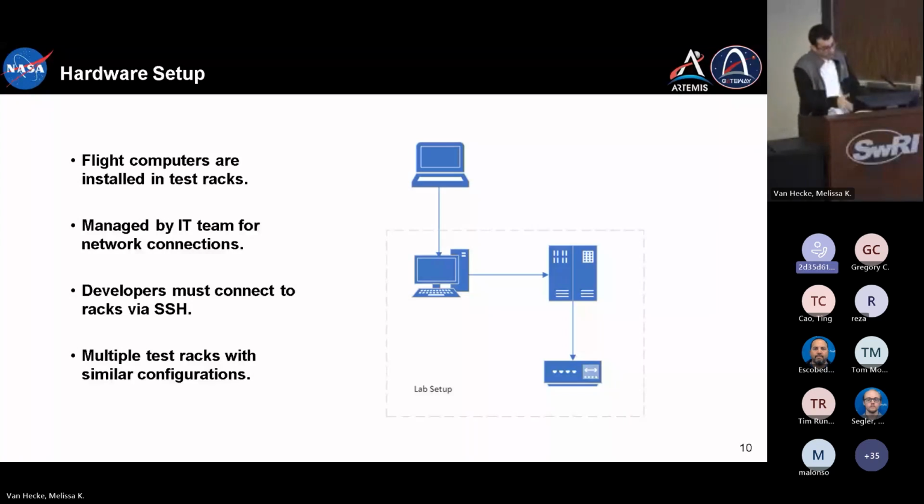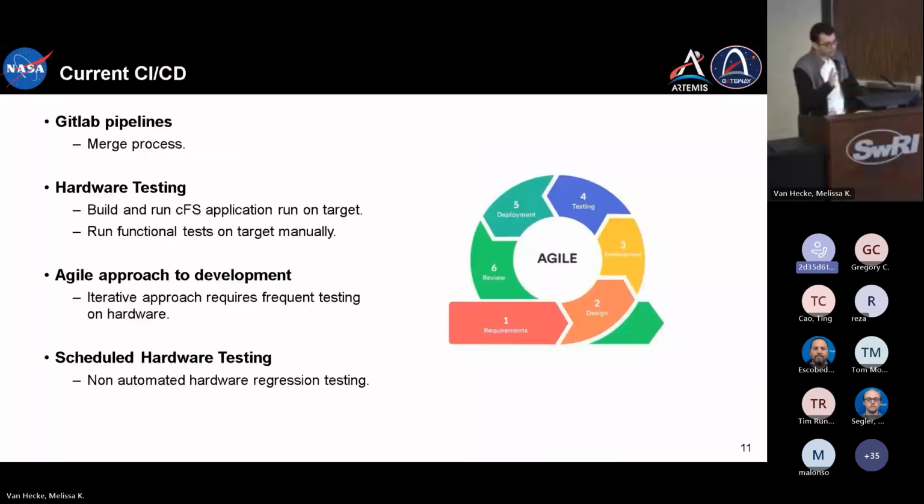And currently, as I was saying, in what we're doing in CI/CD right now, or what we were doing before, we got our GitLab pipelines as part of our merge process. We go through all of that, make sure all of our results are passing, all of our tests are passing. And then we do our hardware testing, where we build and run the CFS application on target and run all of our functional tests on target manually. It's this iterative approach, as in agile, that we're trying to do.